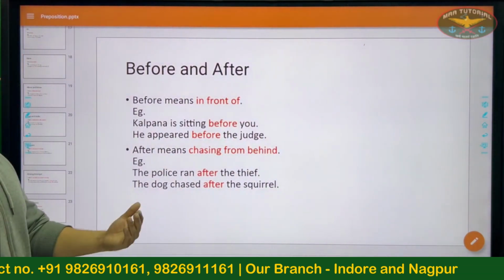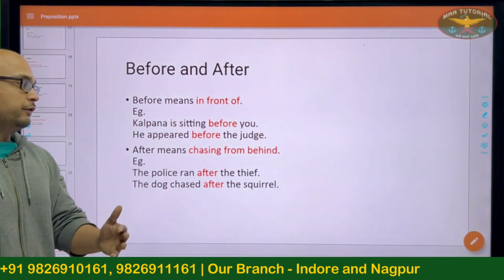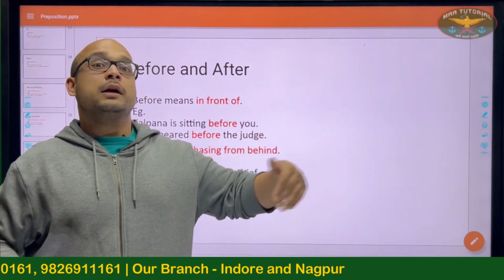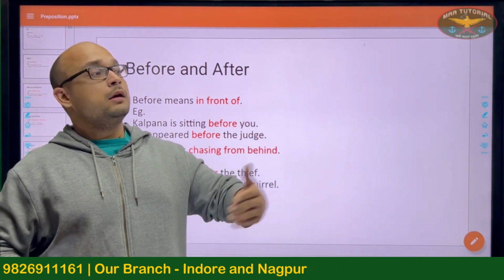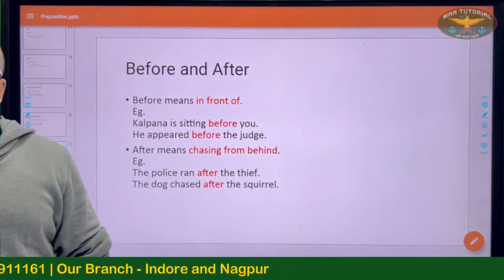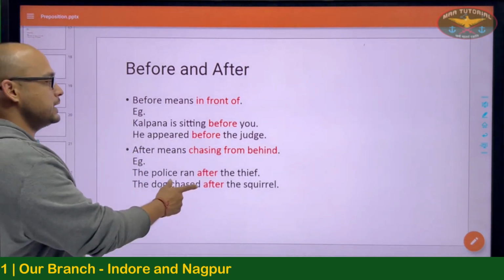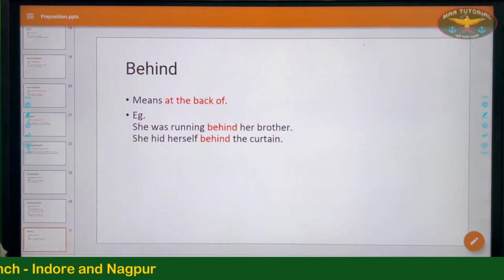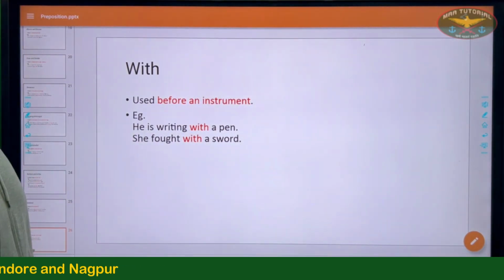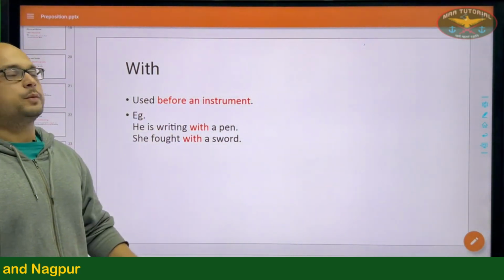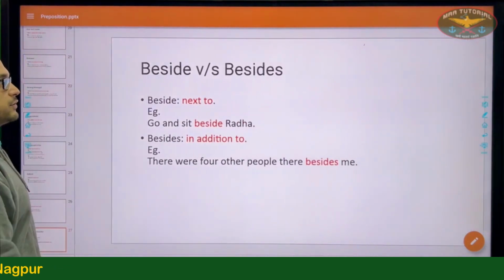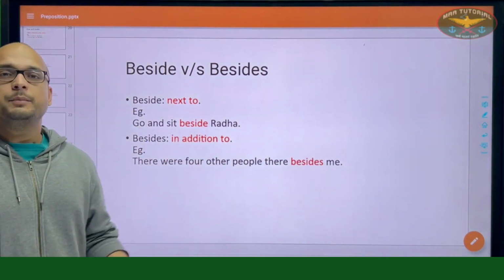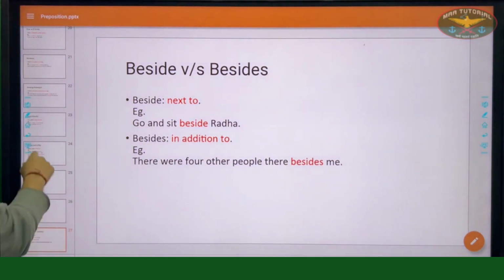Then we have before and after, where before means in front of and after means chasing from behind. Before means in front of, he is running before me, in front of me, and after, running behind me, chasing after me, coming from behind. Then we had behind, which means at the back of, front and behind. Then we had with, which is used with an instrument. With a pen, with a sword. Then we had beside and besides. Beside means physically next to, besides means in addition to, apart from something.